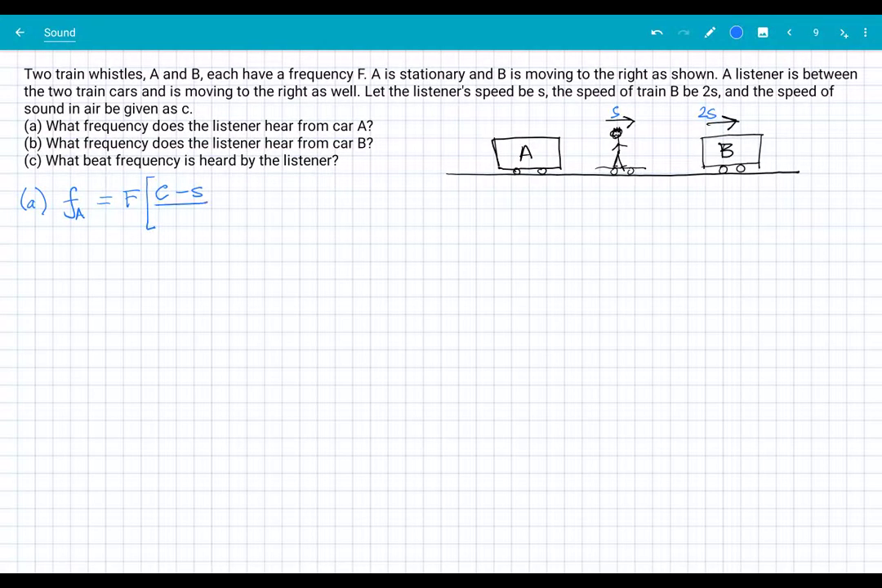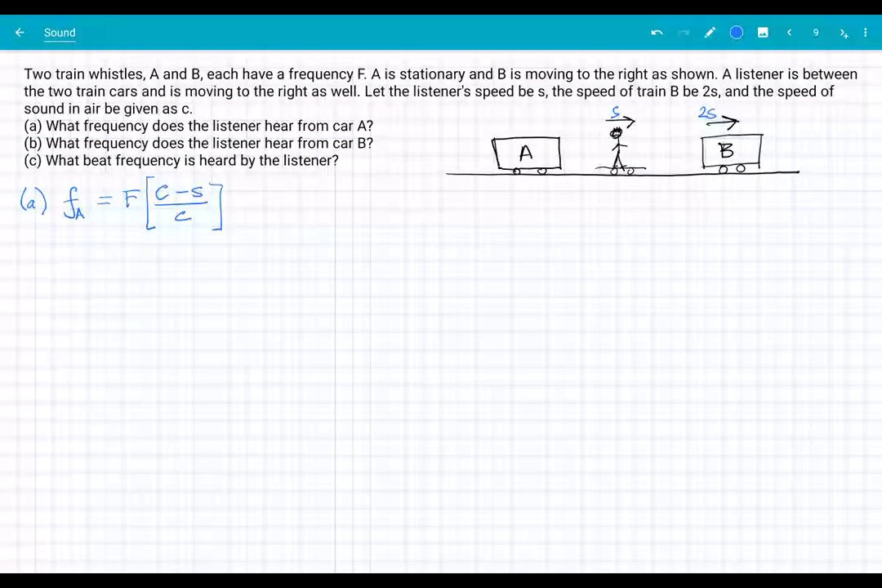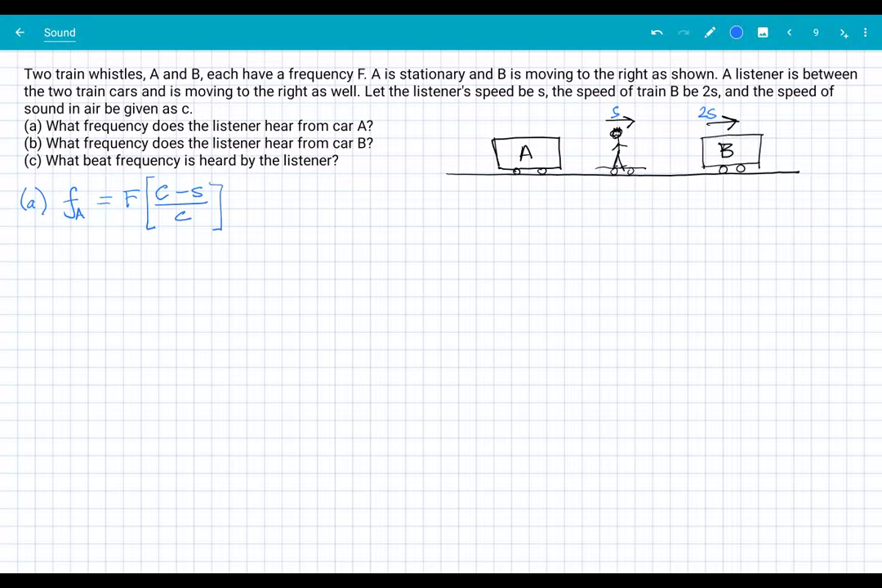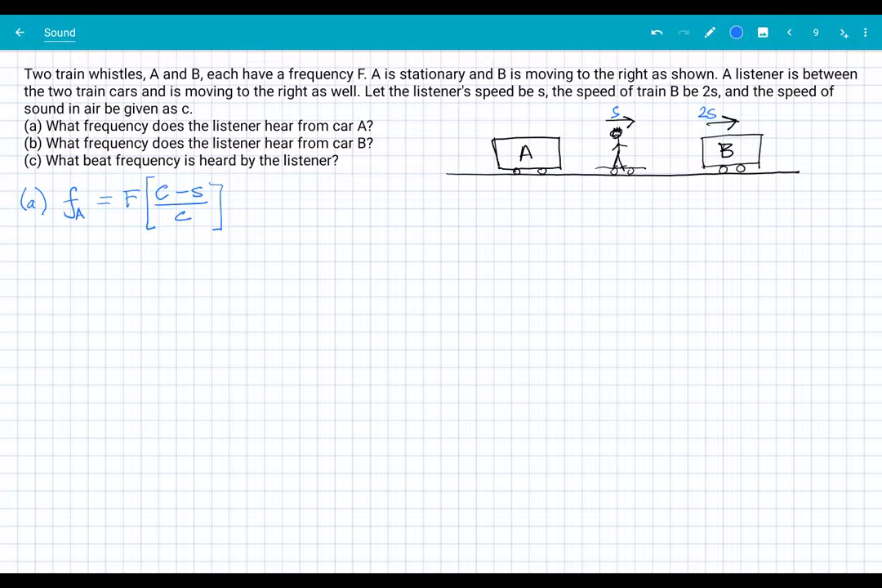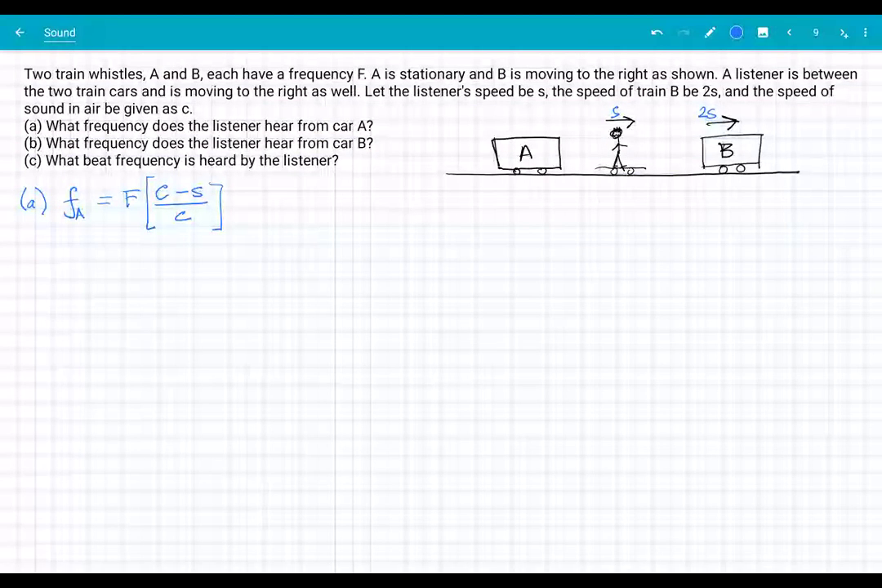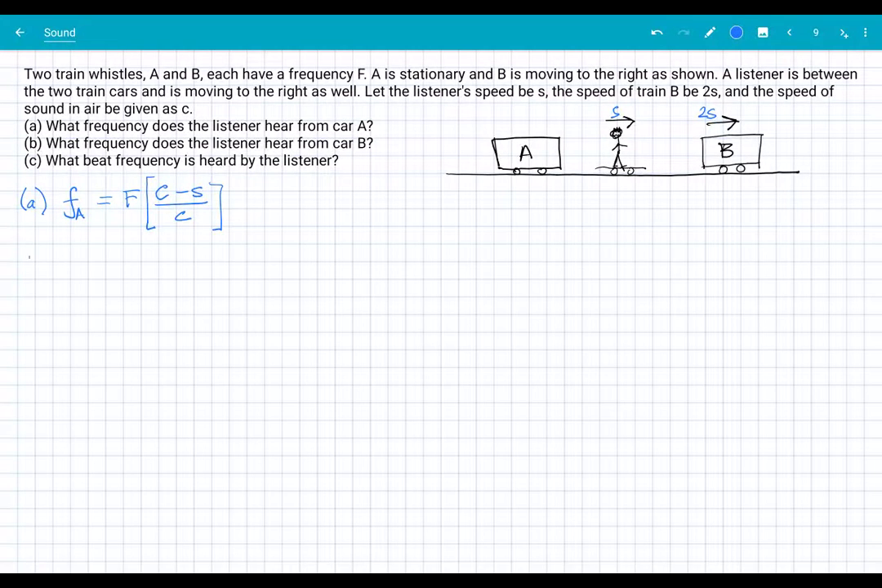The source is not in motion, so the denominator isn't changed at all there. But that is our equation for the observer traveling away from a stationary source. So again, the perceived frequency, the frequency that the observer will experience, is of course going to be lower than the emitted frequency. So we expect that and we choose our signs accordingly.